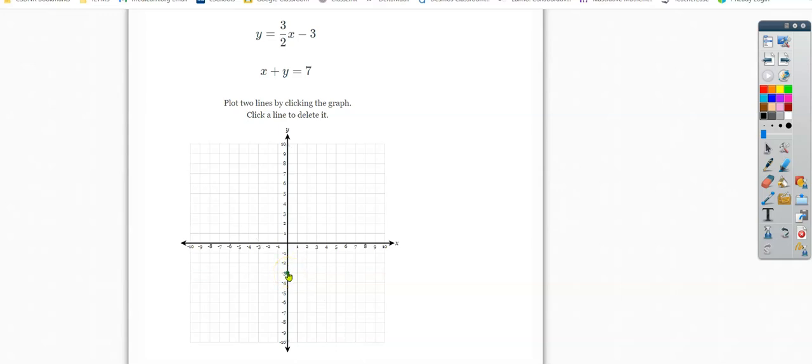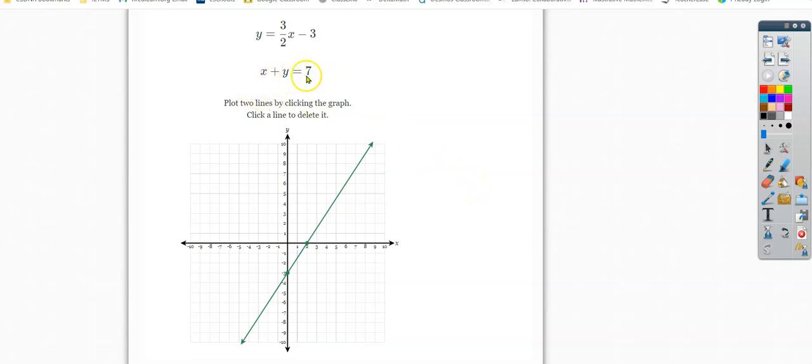The coefficient of x is your slope, so that is the change in your y value, which is 3, over the change in your x value, which is 2. So that's a rise of 3 and a run of 2. And once you make your second click, you'll have drawn your line.